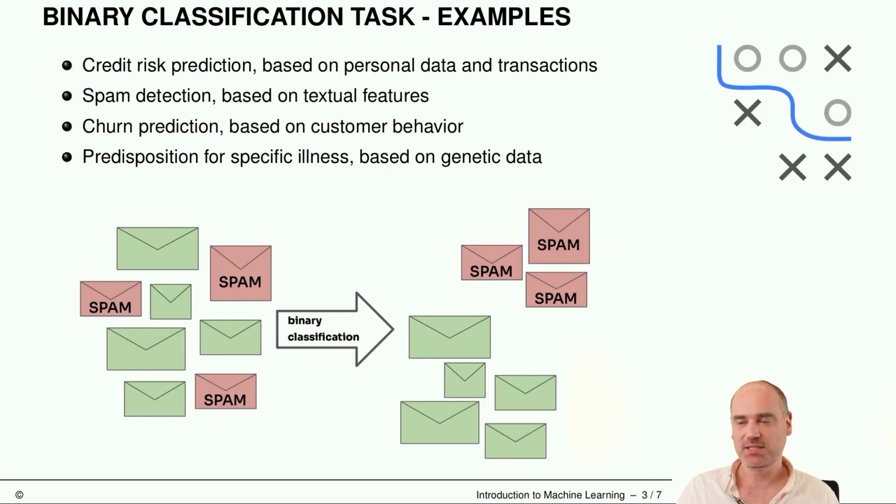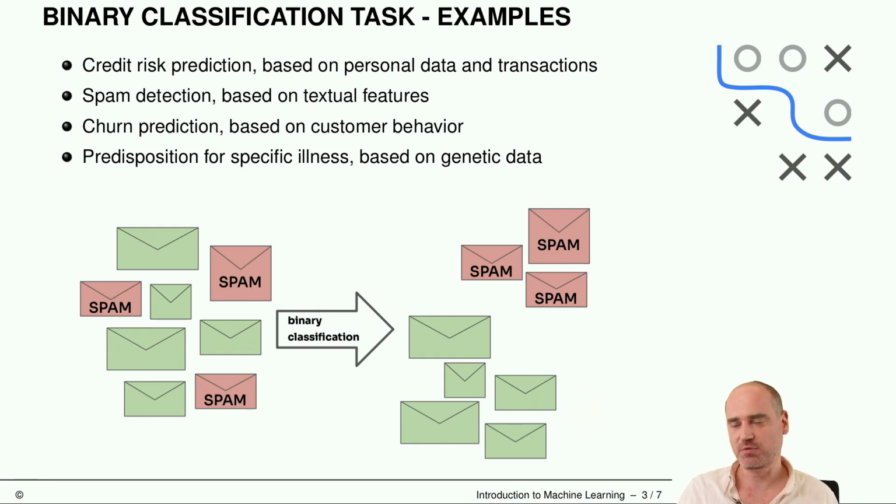Some further examples, so I've already mentioned a couple of these. Credit risk prediction would be a further binary classification task. So based on potentially personal data, based on your prior transactions, we might want to predict what your risk for default is in a credit risk application.